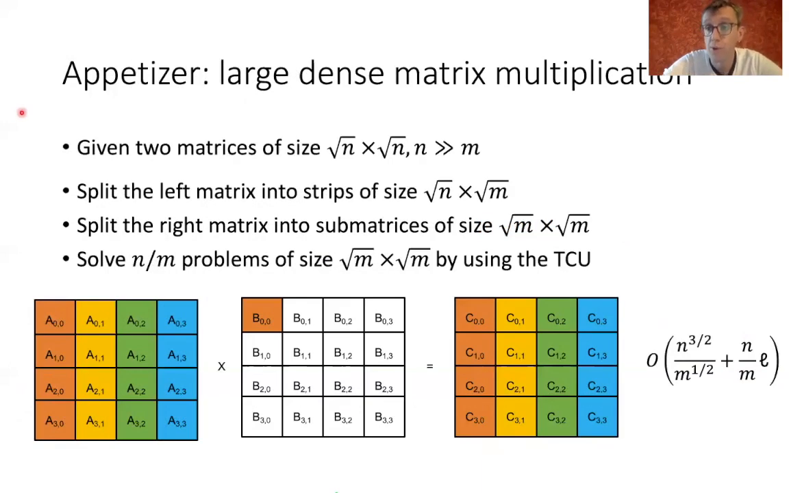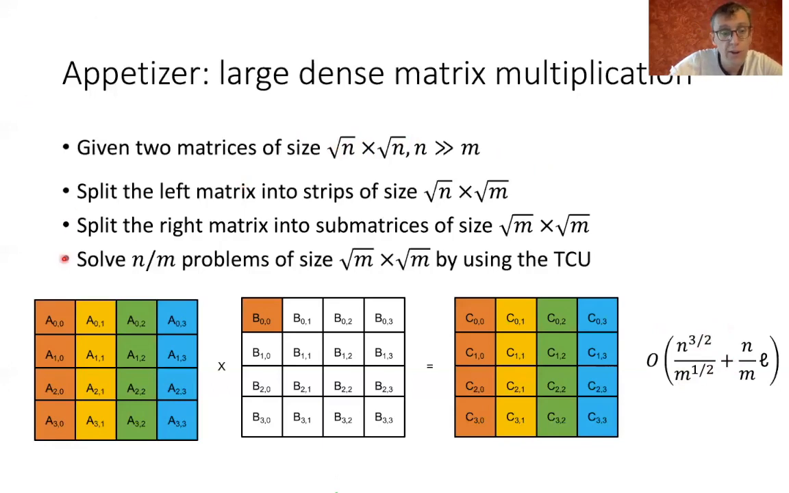Now that we have a computational model for tensor core units, we can start designing efficient algorithms that exploit these hardware accelerators. As an appetizer, in this brief video, we'll see how to multiply two large square matrices that don't fit the TCU unit. Assume that we have two dense matrices of size square root of n times square root of n. Now we'll see how to multiply these two matrices in time O of n to the 3/2 over square root of m plus n over m times L.